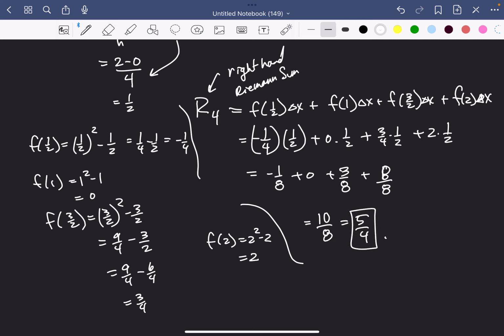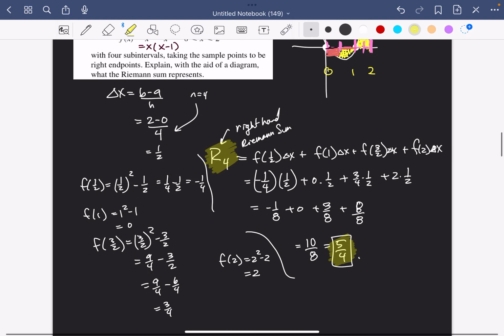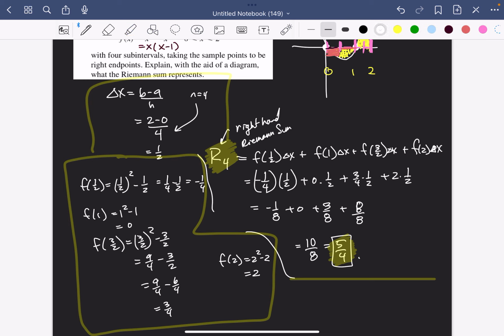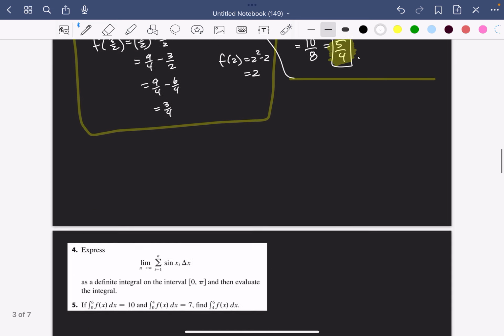Right? Cool. So it's easy to get lost in the sauce, so you really want to make sure that you are doing a good job of organizing your work on this. So it's really clear where you're evaluating the function over here, where you've got your step size, and where you've got your Riemann sum, because it's easy to get lost in the sauce. So that's 2A. So now let's look at something like number 4.